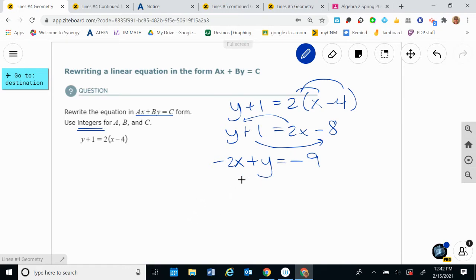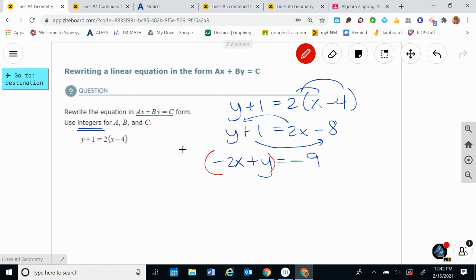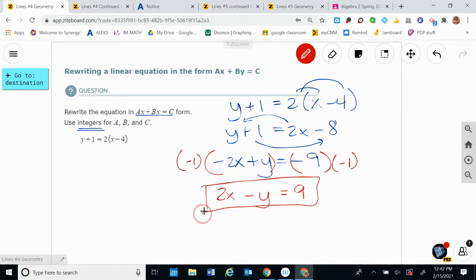Now, that actually might be acceptable to Alex. It does say you could use integers. -2 is an integer. Typically, we don't actually like that though. Typically, we tend to do this. Multiply everything by -1, which just basically changes the sign of every single thing, because negative times a negative is a positive. Negative times a positive, negative. Negative times negative, positive. Okay, this is how I personally would write it, but it does say you can use integers. So, -2 is an integer.